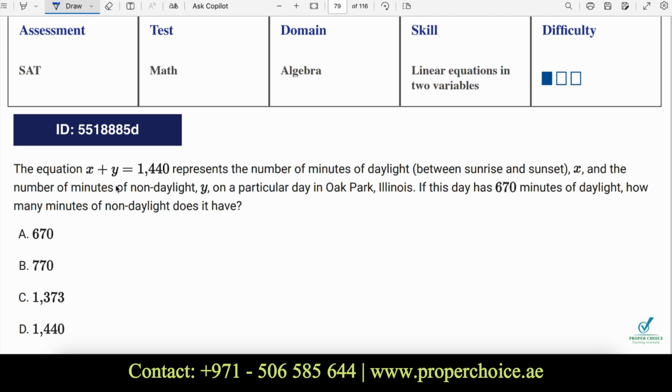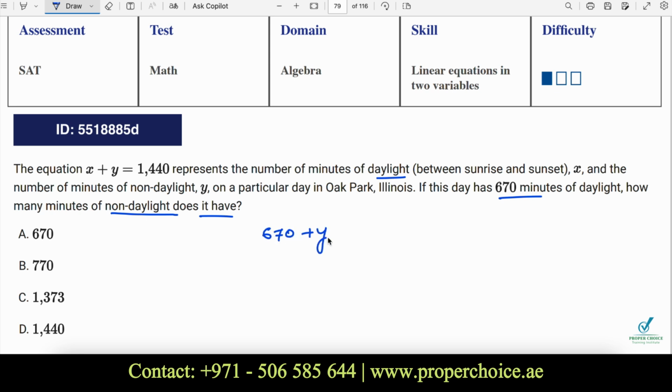The equation x plus y equals 1440 represents the number of minutes of daylight x and the number of minutes of non-daylight y on a particular day in Oak Park, Illinois. If this day has 670 minutes of daylight, how many minutes of non-daylight does it have? So 670 is basically the value of x. You can simply substitute and get it done because it's a very easy question.